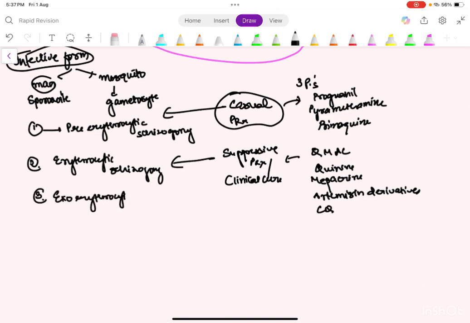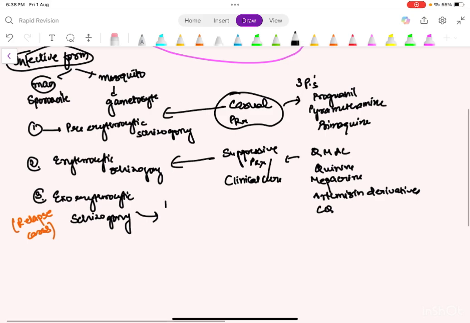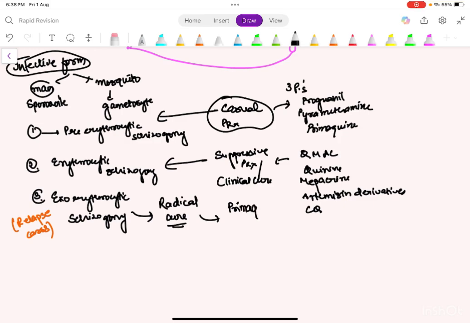Then we can block the exoerythrocytic schizogony. This was the one which didn't go to the RBC and went back to the liver. This is always responsible for relapse cases. To inhibit this we need what we call a radical cure. Basically we're terminating the organism and not letting the infection happen. That is called radical cure, and this is done by primaquine.